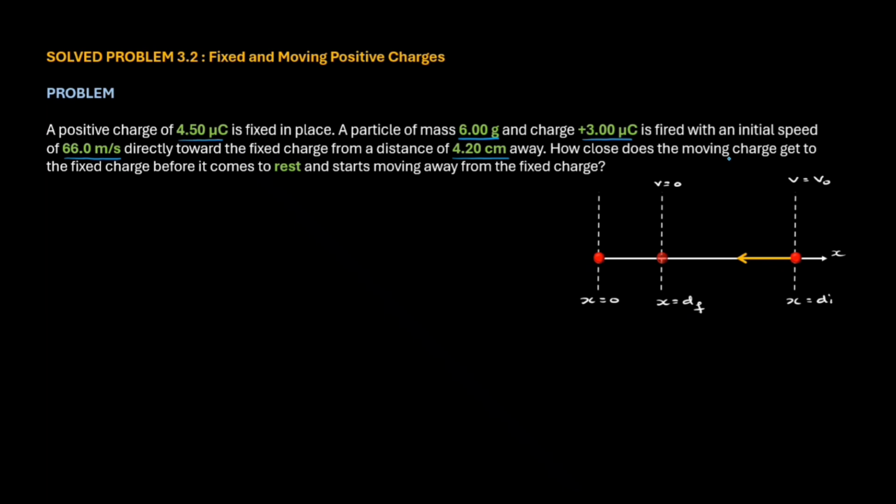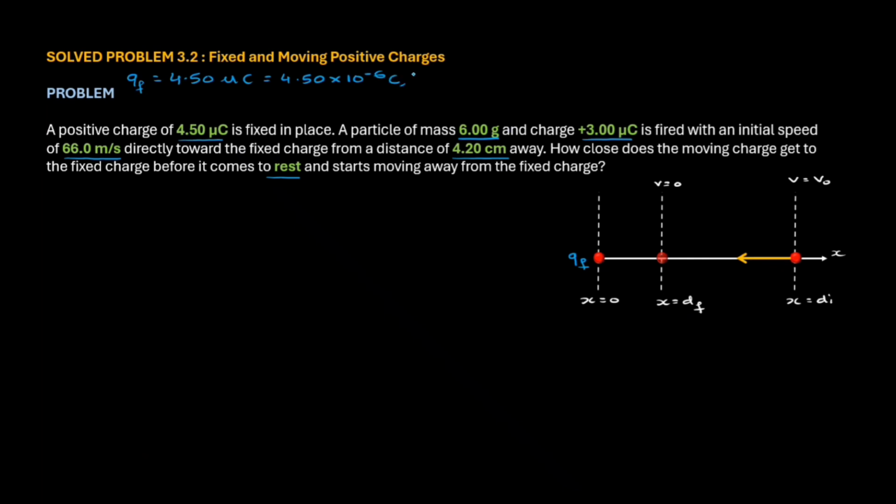How close does the moving charge get to the fixed charge before it comes to rest and starts moving away from the fixed charge? So here in the question you have a fixed charge. I will call this QF, which we assume to be placed at the origin x equals 0. And the value of this fixed charge QF is 4.50 microcoulomb, which you can write as 4.50 times 10 to the power negative 6 coulomb.